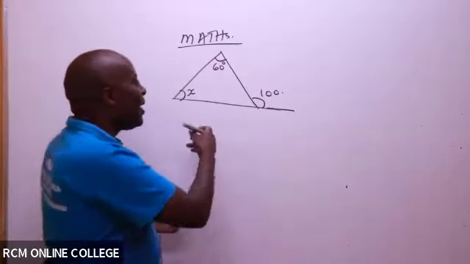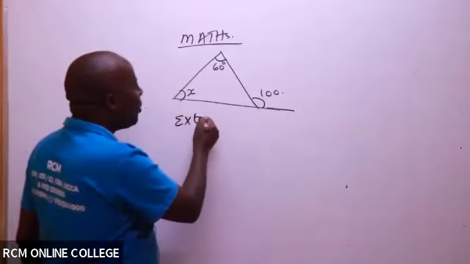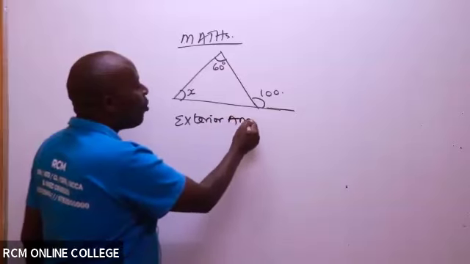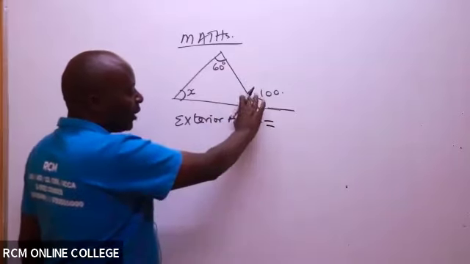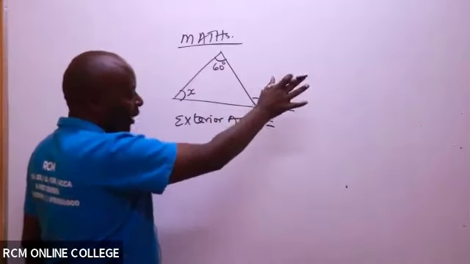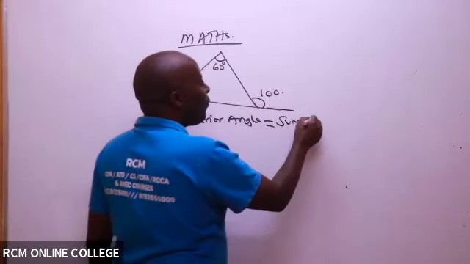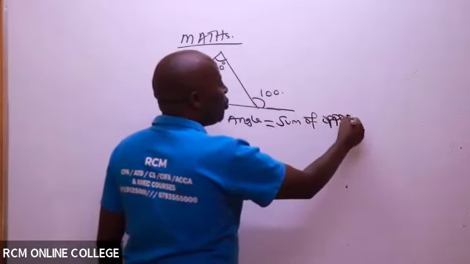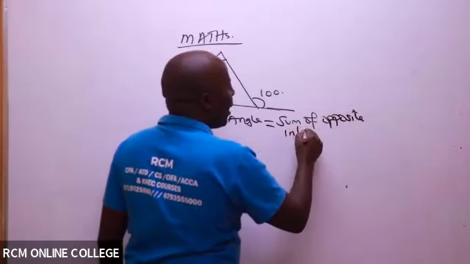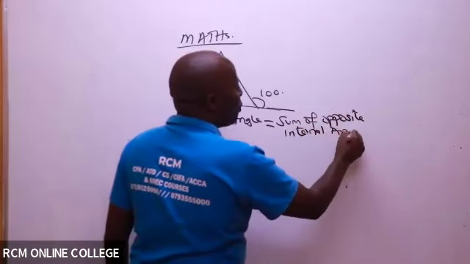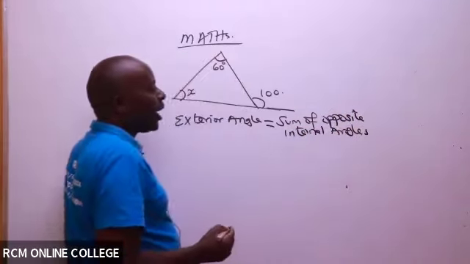Because remember exterior angle. Anytime we talk about an exterior angle in a triangle, like now this is an external angle, this will always be equal to the sum of the opposite internal angles.